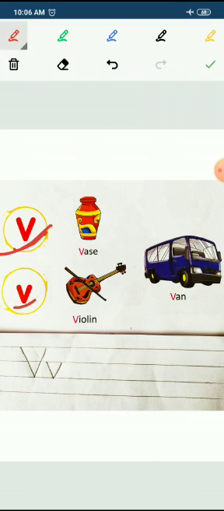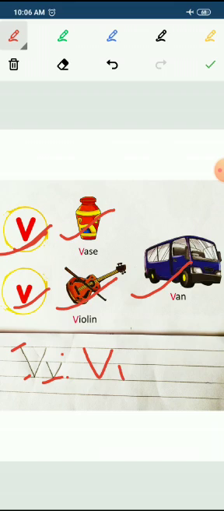Next letter is V for van. This is capital V and this is small v. This is a picture of a vase, this is violin and this is van. This letter is capital V and this is small v. Capital V always comes in the upper three lines and small v comes in the middle two lines. So I write here first of all capital V in the upper three lines, then after small v in the middle two lines.